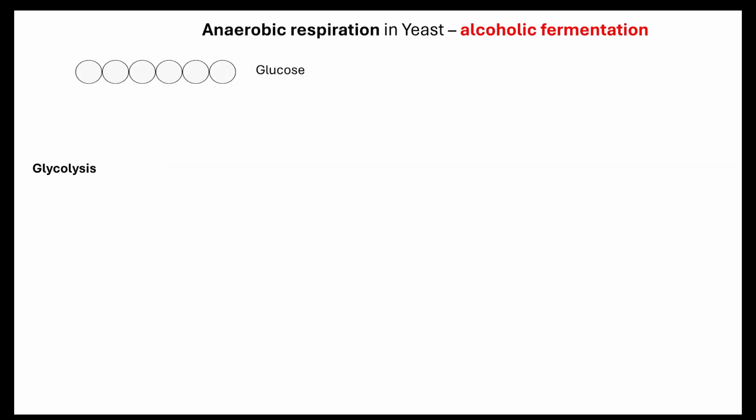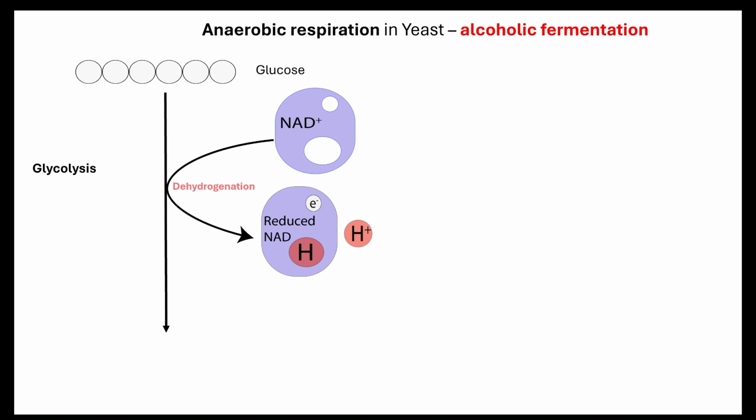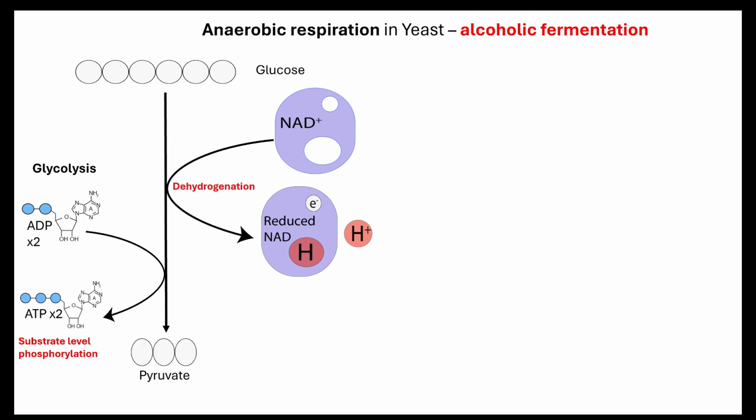So let's look at what happens then in yeast cells. Anaerobic respiration in yeast cells is actually called alcoholic fermentation. Well, glycolysis can still occur because glycolysis does not need oxygen for the process to occur. So glucose is broken down into pyruvate through dehydrogenation, the removal of hydrogens from the molecule, and substrate level phosphorylation, giving us a net of 2 ATP. So through the process of glycolysis, ATP is being produced with a net of 2 ATP molecules.